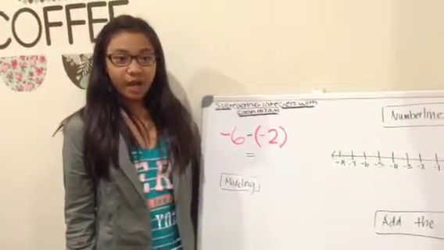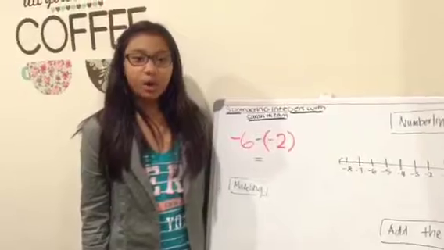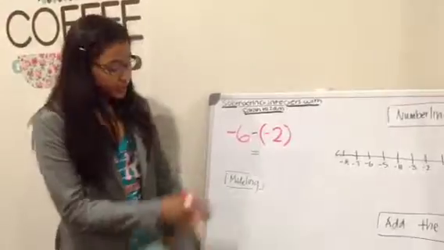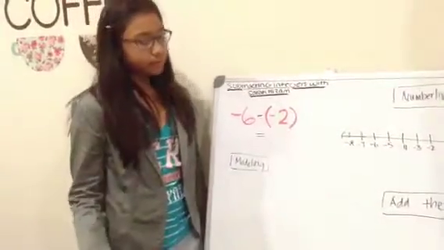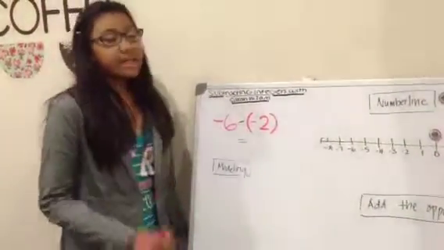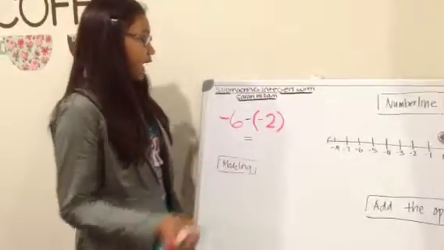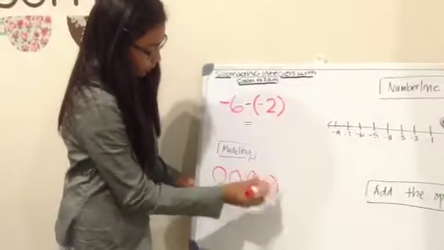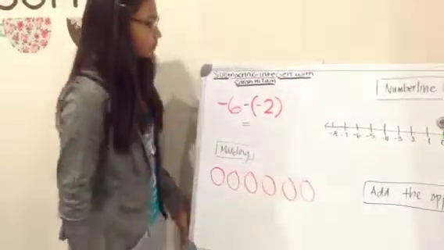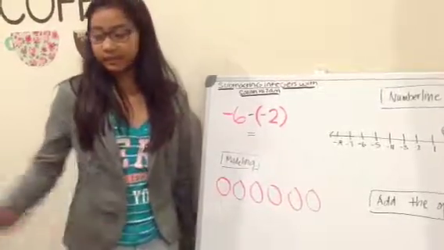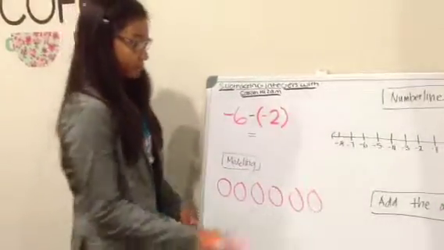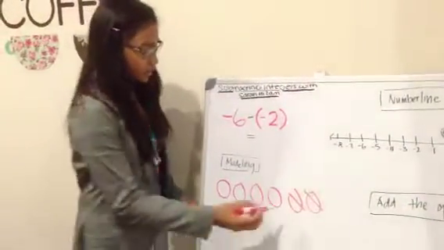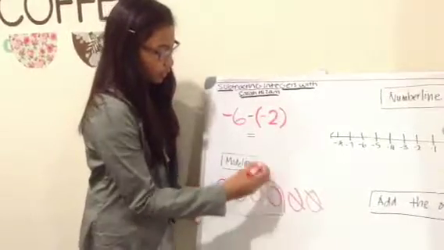Let's solve another subtraction equation. In this example, we have negative 6 minus negative 2. The first strategy that we're going to use is modeling. In the equation, it says to add 6 negative counters. 1, 2, 3, 4, 5, and 6. Then it says to subtract 2 negative counters. Now we can do that. 1, 2. So in the end, the answer would be negative 4.